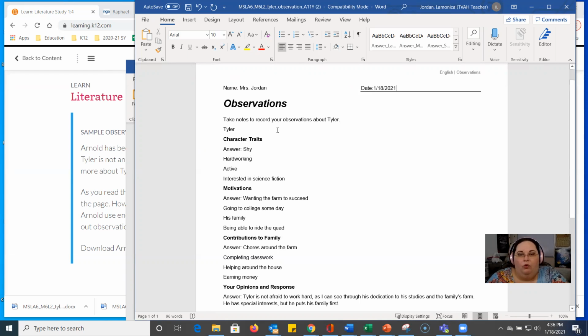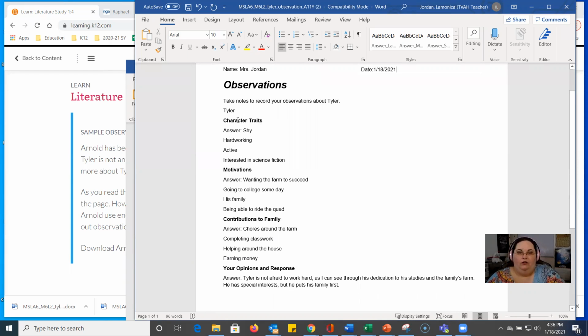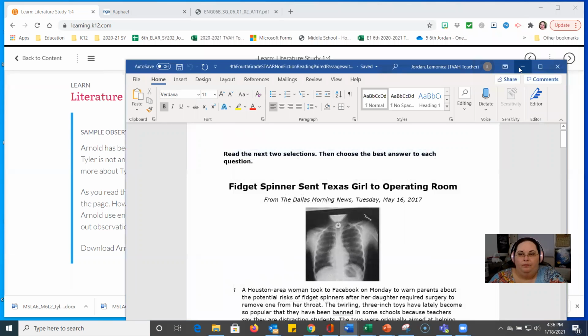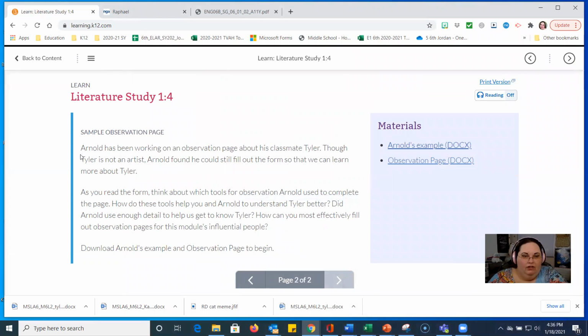All right, take notes to record your observations about Tyler. All right, and what's his characteristics? He's shy, hardworking, active, interesting. And see, this is where you'll take notes. This is showing you how you're going to fill this out. So we could tell that by, let's look at this example.